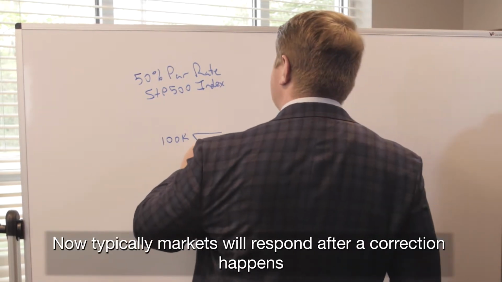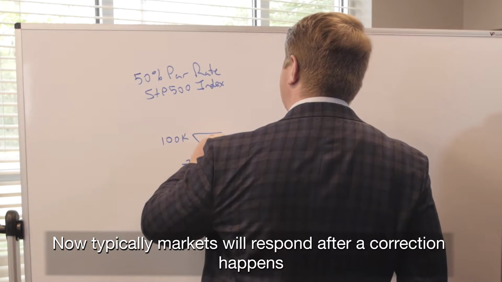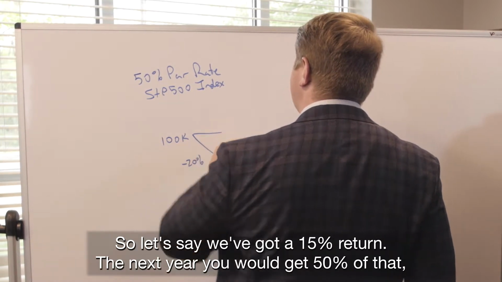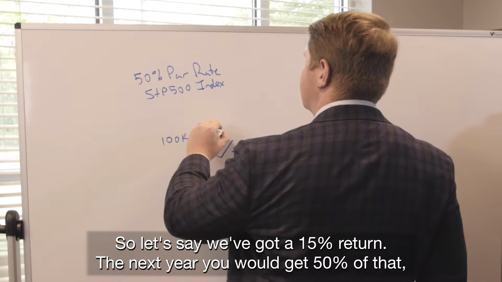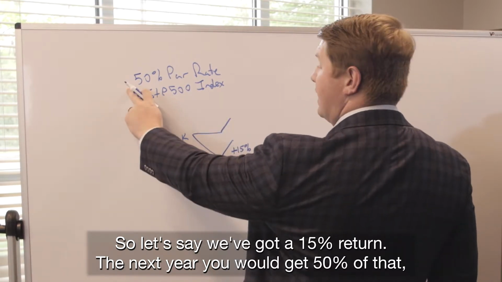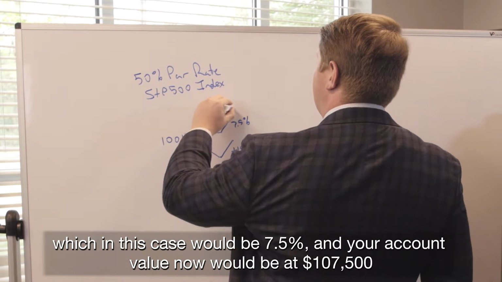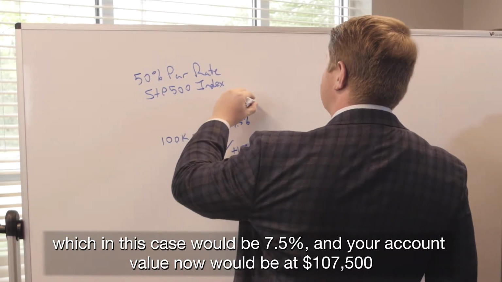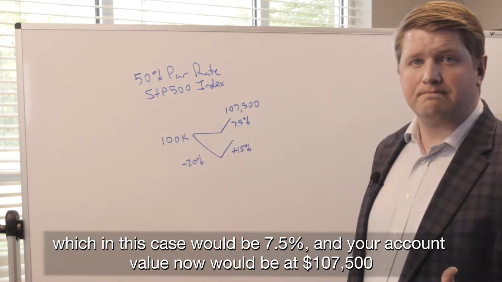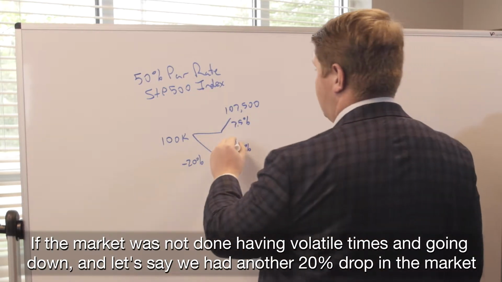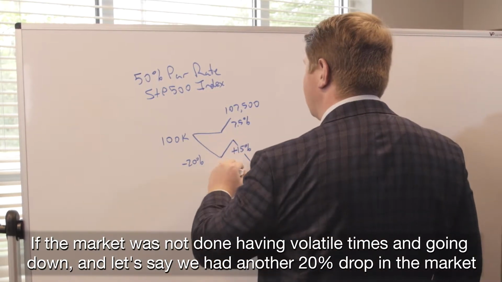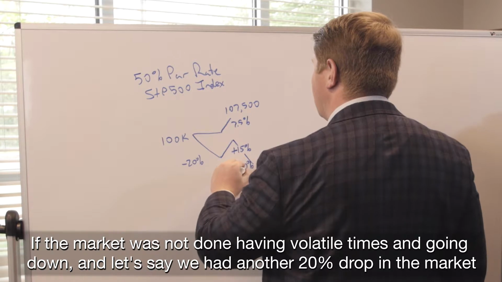Now, typically, markets will respond after a correction happens. So let's say we've got a 15% return the next year. You would get 50% of that, which in this case would be 7.5%, and your account value now would be at $107,500.